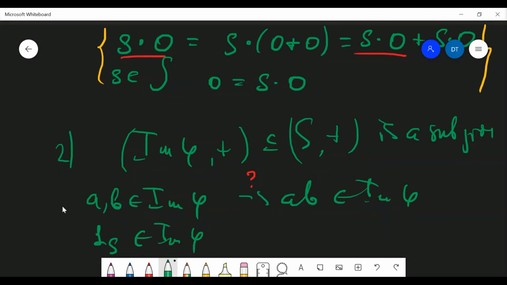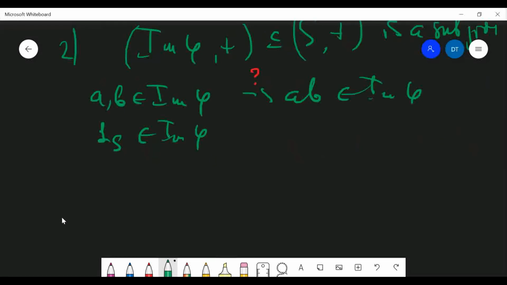So these are two properties that we need to check for the image of phi to be a subgroup, or to be a subring. Well, the second one is simple because 1 of S is phi of 1 of R, because of the definition, and this is inside the image of phi. So this is how you prove this. But how do you prove the first one?